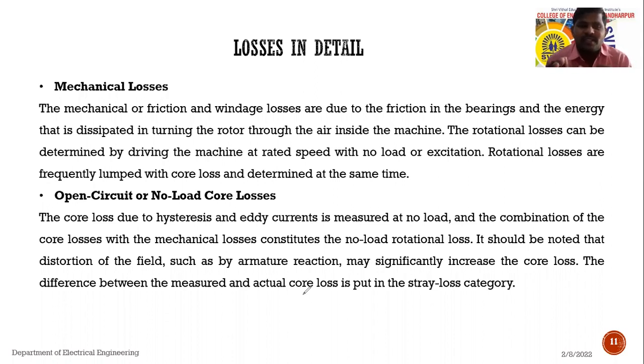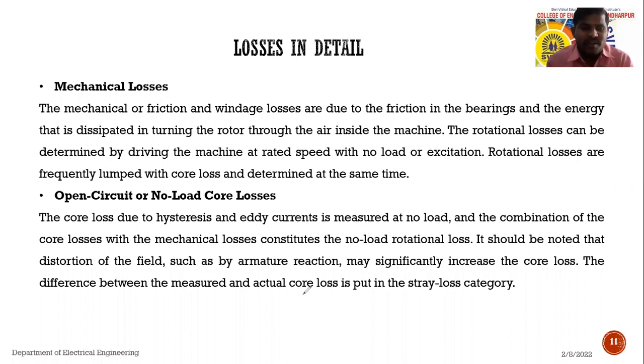हे जे काय losses असतील ते core losses काय होतील, change होतील. Such an armature reaction may significantly increase the core loss. Okay, see, ज्यावेळेस distortion occur will, when the distortion occurs, then the flux distortion occurs, and due to that flux distortion, the core losses of the machine will be changed, that is, the core losses of the machine will increase.